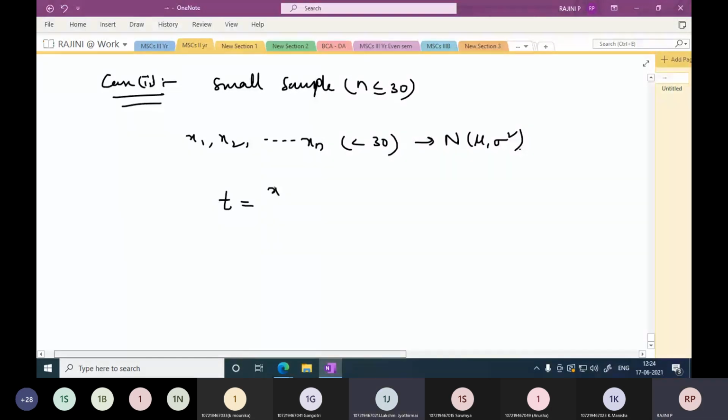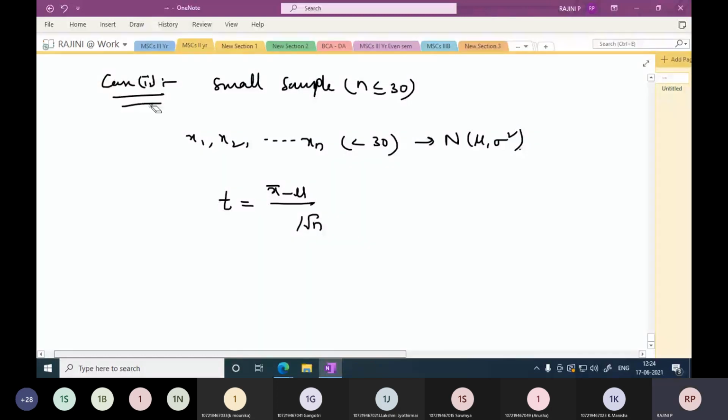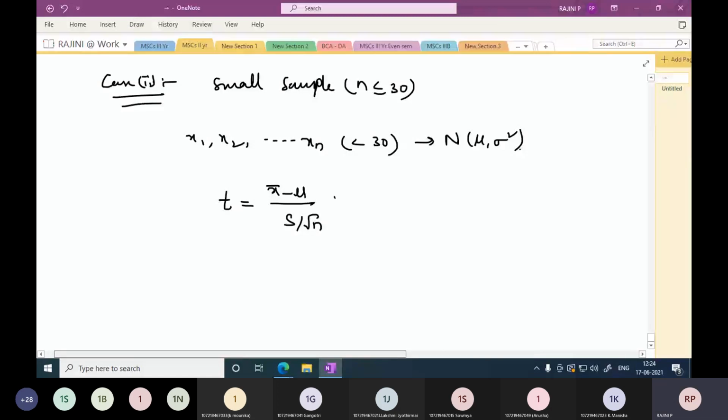X bar minus mu by capital S by root n. Okay, yeah, capital S by root n. Fine, right. One minute, let me change that. Capital S by root n, which follows what? T with n minus 1 degrees of freedom. Very good. Okay, you need to write this.